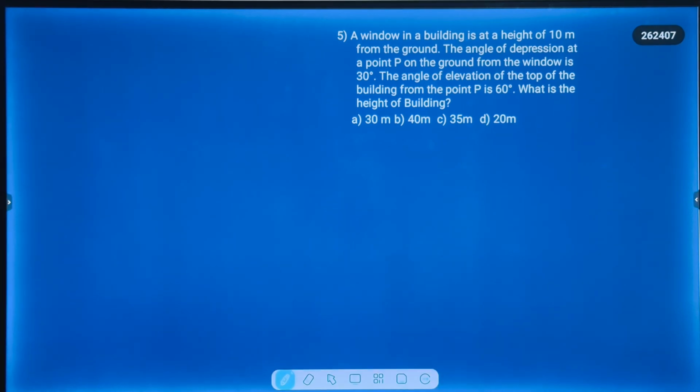Question number 5: a window in a building is at a height of 10 meter from the ground. The angle of depression at a point P on the ground from the window is 30 degrees. The angle of elevation of the top of the building from the point P is 60 degrees. What is the height of the building? So this is also a question from trigonometry.